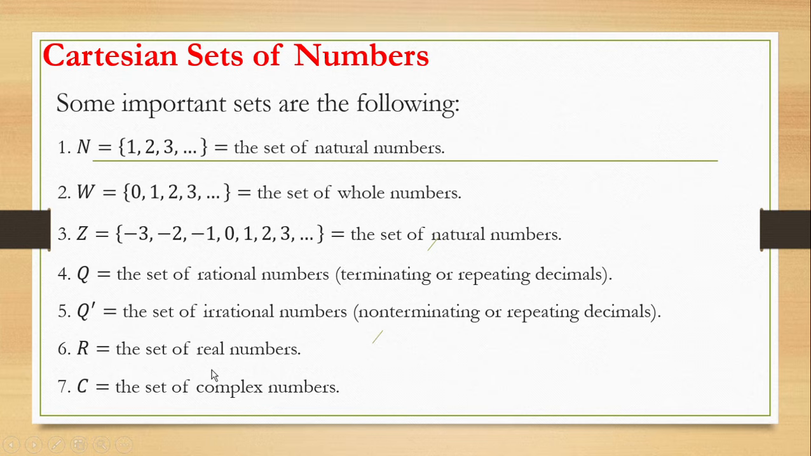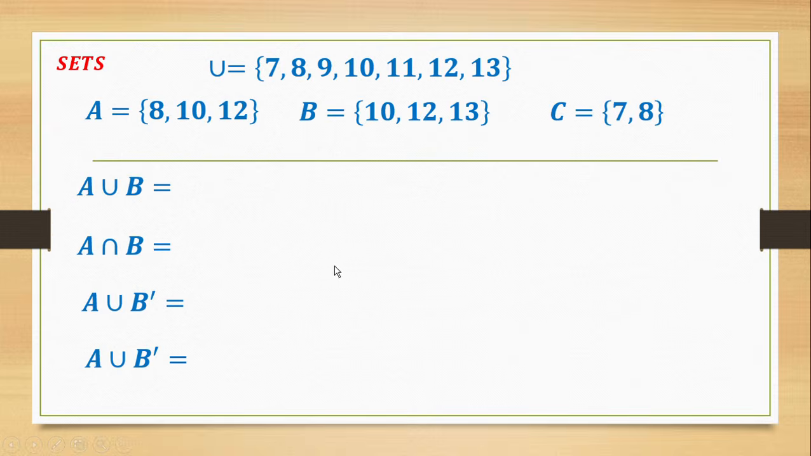R is the set of real numbers. And then C is the complex numbers. Yan ang mga halos ginagamit natin yung mga yan. Okay, so try natin ha. So these are universal sets.